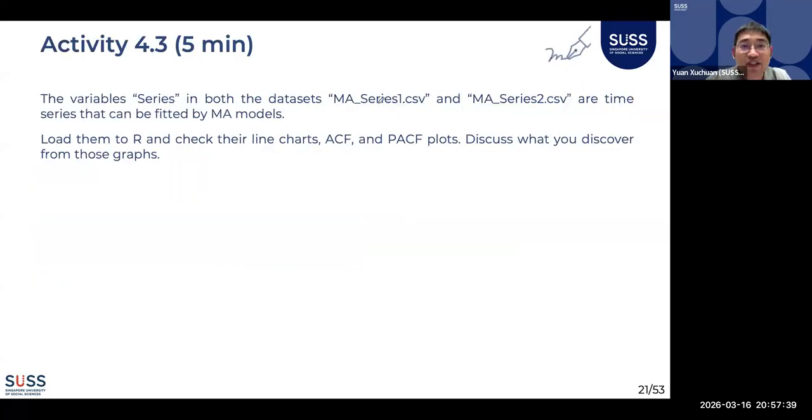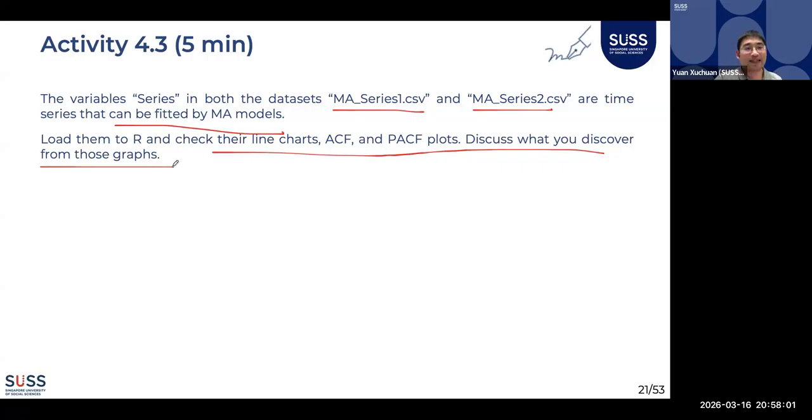So we have these two data sets, MA series 1 and MA series 2. Now these two time series can be fitted by MA models, moving average models. So we will import the data and create the line plot, ACF, PACF, and let's look at what we can get. Now try to import the data in your R, and then we will see what we can observe from the plot.